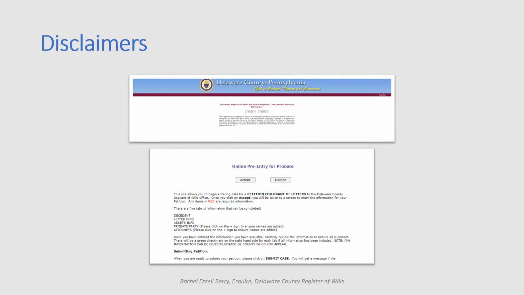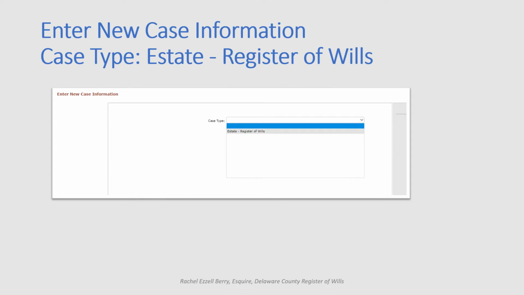The next two screens you see will be a series of disclaimers relating to the Delaware County Register of Wills and the online pre-entry for probate. Please feel free to review those disclaimers, click Accept when you're ready to proceed, and same for the second screen. Please review the information and select Accept when you're ready to proceed. The next screen will ask you to enter new case information and to select a case type. Select the drop-down menu next to Case Type and choose Estate Register of Wills to proceed.